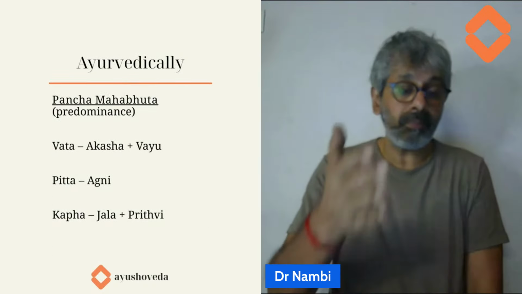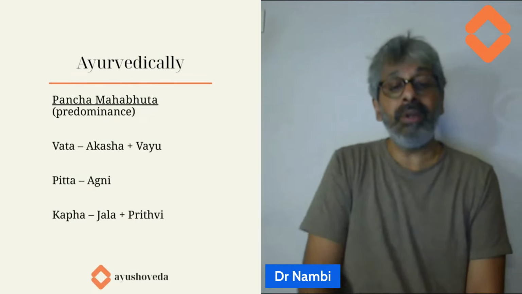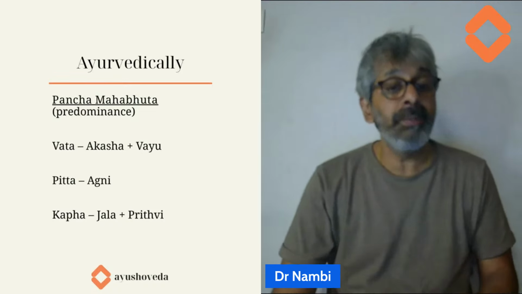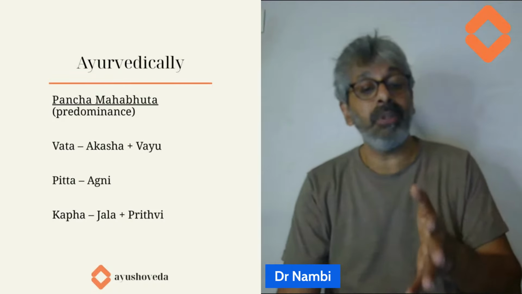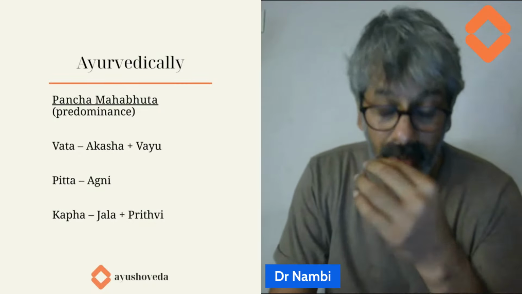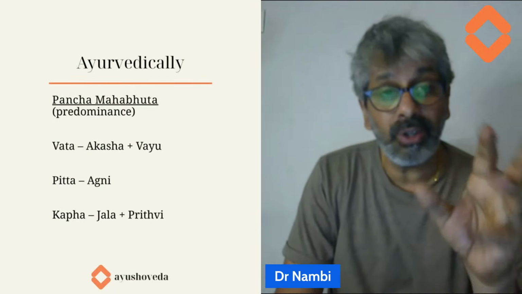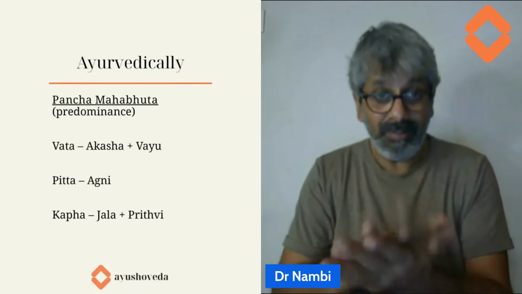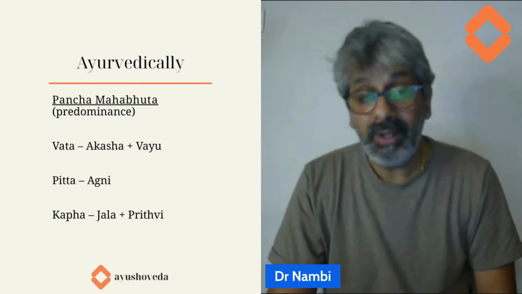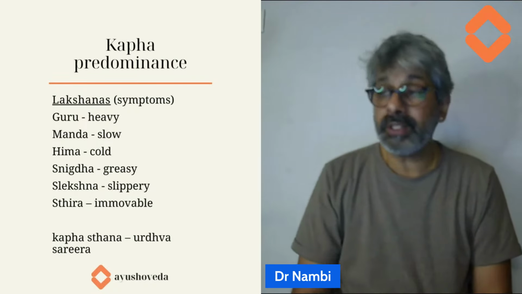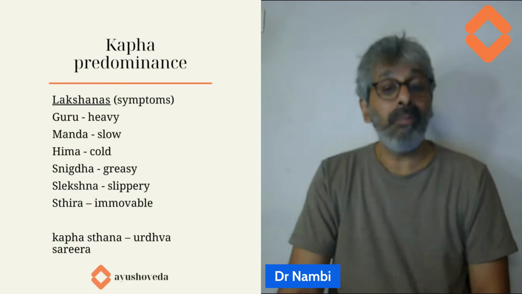Now, Ayurvedically, how do you look at it? Predominantly Vata, Pitta, Kapha. Vata is Akasha plus Vayu, Pitta is Agni, and Kapha is Jala and Prithvi. We are going to focus on Kapha today because that is the one that basically contributes to cholesterol. Now, the Kapha predominance. What are the symptoms when you have Kapha predominance?